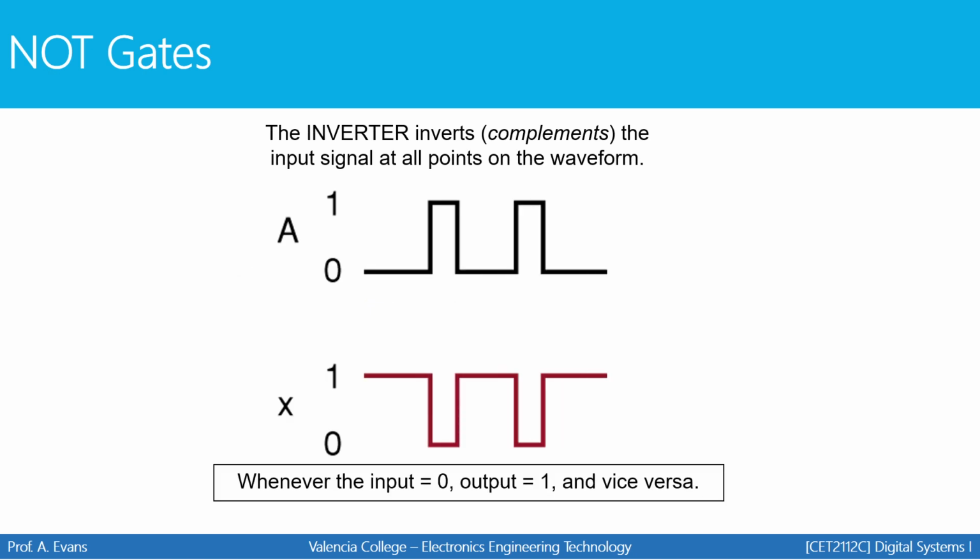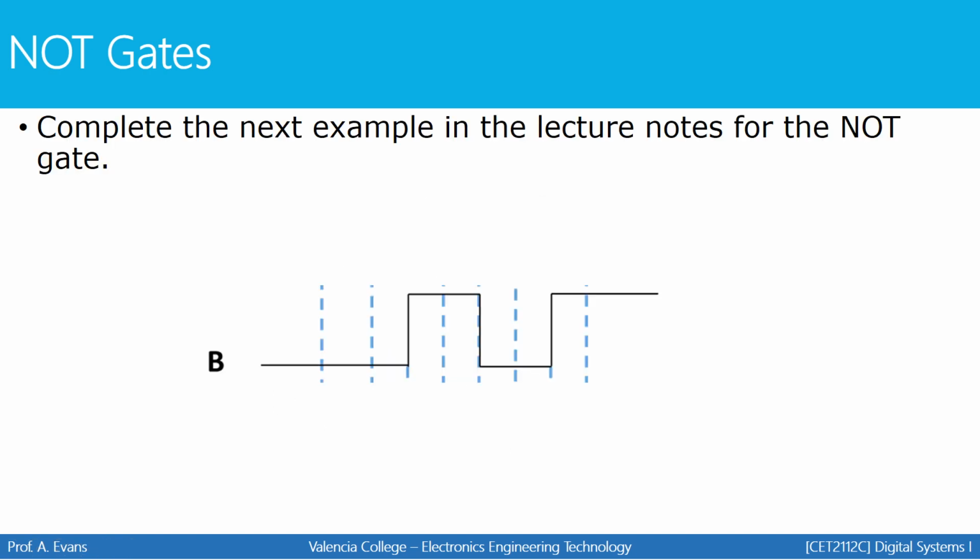So when we think about waveforms, the inverter will simply be a complement of what goes in, or sort of like a mirror image. Whenever the input is low, the output is high, and vice versa. Take a look at your example for the NOT gate and draw the waveform for its output, assuming that input B goes in. So again, an inverter is just going to give you a mirror image. Every 0 becomes a 1, every 1 becomes a 0. So you're just going to take each input and invert it to draw the output.